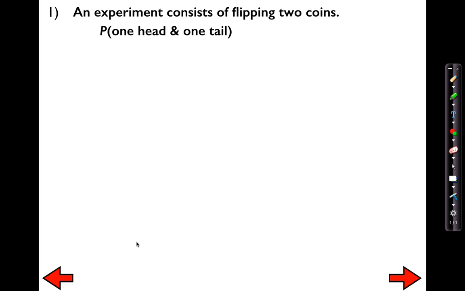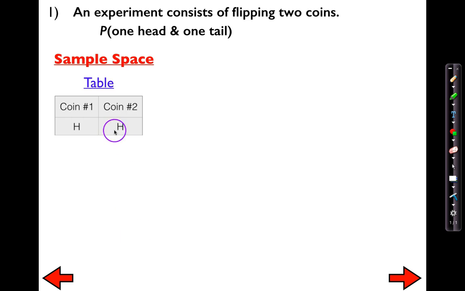An experiment consists of flipping two coins. What's the probability of one head and one tail? So the first one, what we're going to have to do is determine the sample space. So I'm going to go ahead and construct a table first. So here we're going to do, what if the first coin's head, second coin's head, or first coin's head, second coin's tail, first coin's tail, second coin's head, or maybe both coins are tails. So notice this is all the different possibilities that there are.